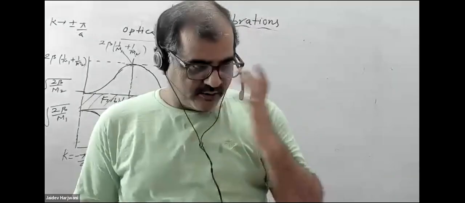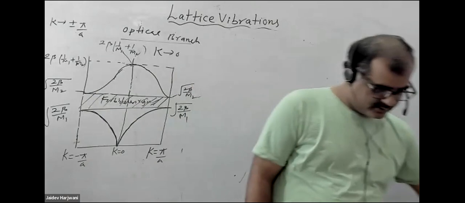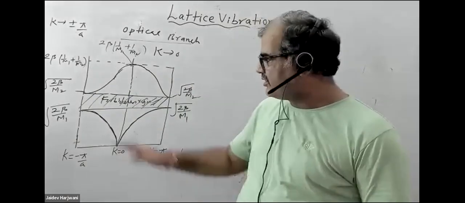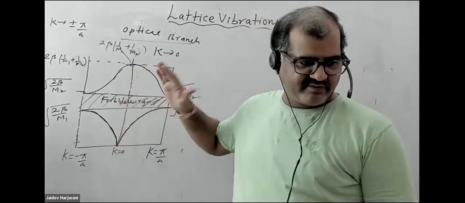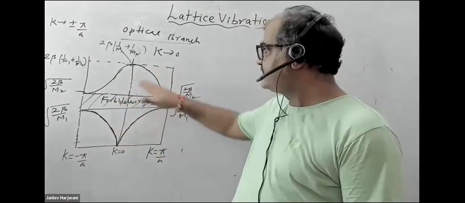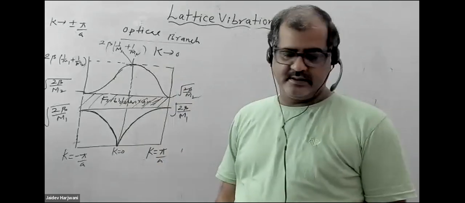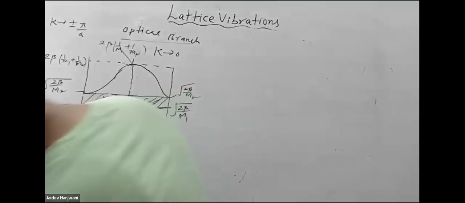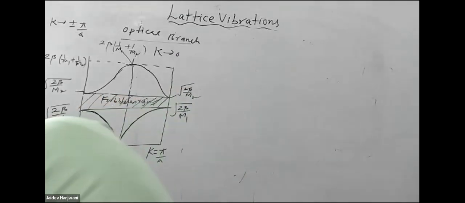So now we have seen at the boundaries how our dispersion curves change. Now, why is this branch called acoustic? Acoustic is clear already, like monatomic. Why is this branch called the optical branch? Let me discuss why this branch is called your optical branch.